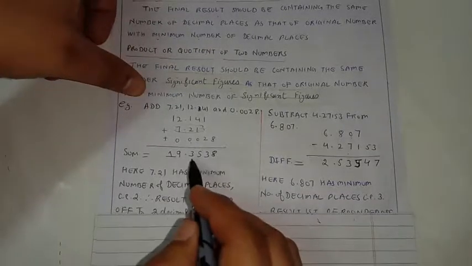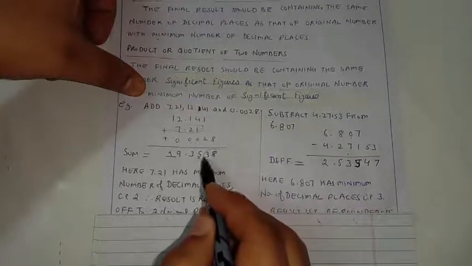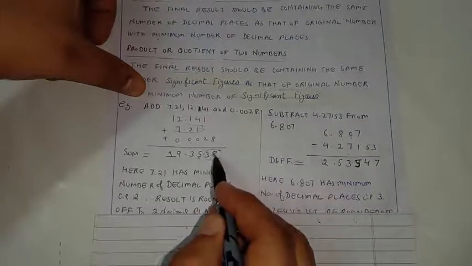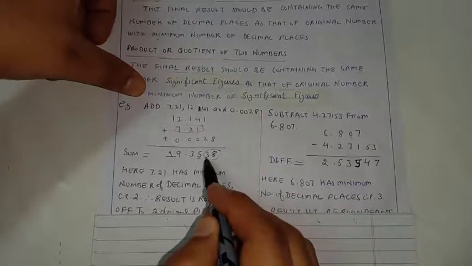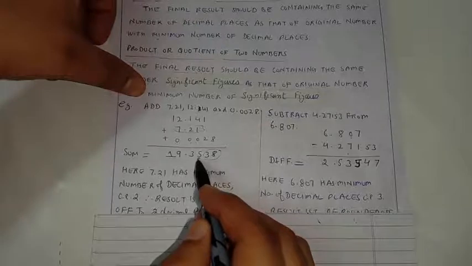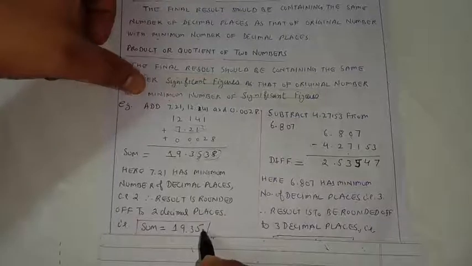This means we have to keep our result only up to 5, that is, we are removing these two digits. The digit removed right after 5 is 3. 3 is less than 5, so there will not be any change in the digit 5. So the final result will be 19.35.